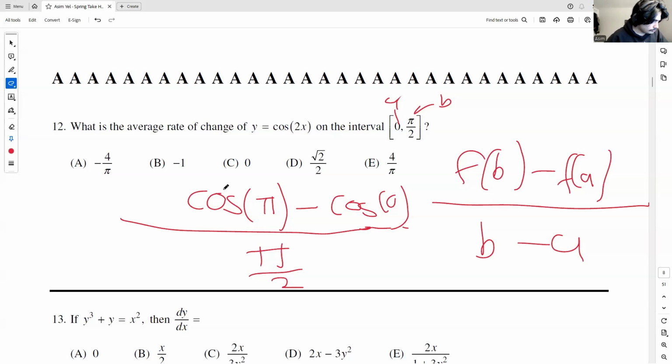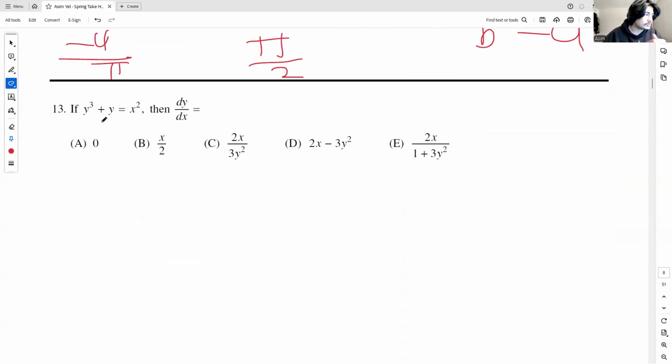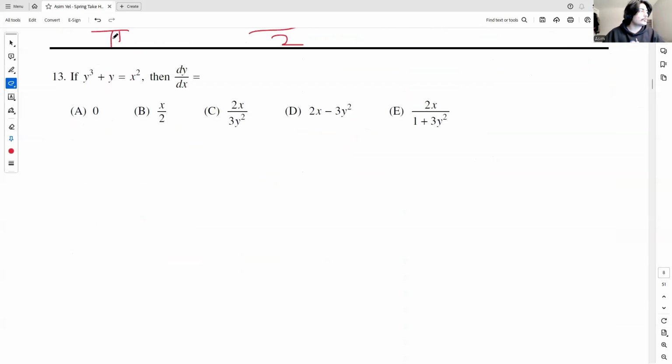All right. For cosine of pi, I would get negative 1 on the top. And for negative cosine of 0, I would get negative 1, because cosine of 0 is 1, so minus 1 would be negative 1. Negative 1 minus 1, divided by pi over 2. So you got negative 2 over pi over 2. And flip the bottom to the top, you got negative 4 divided by pi. Answer choice A.